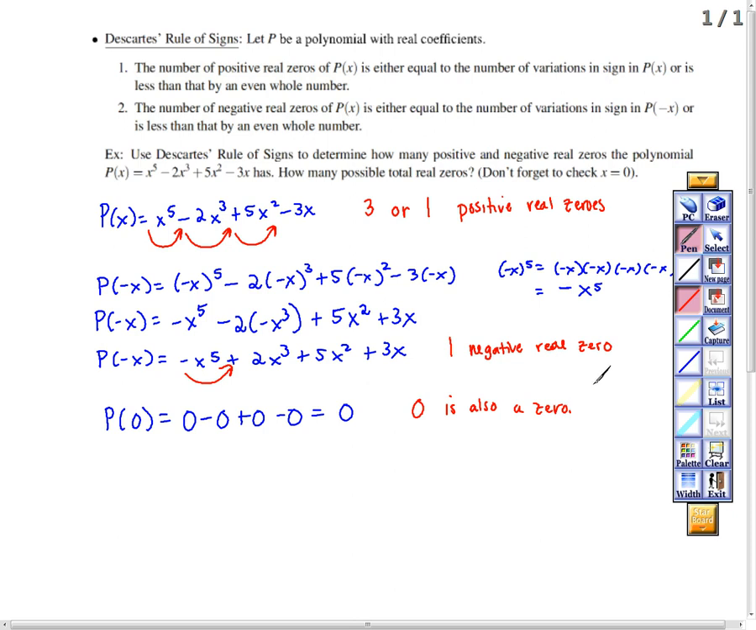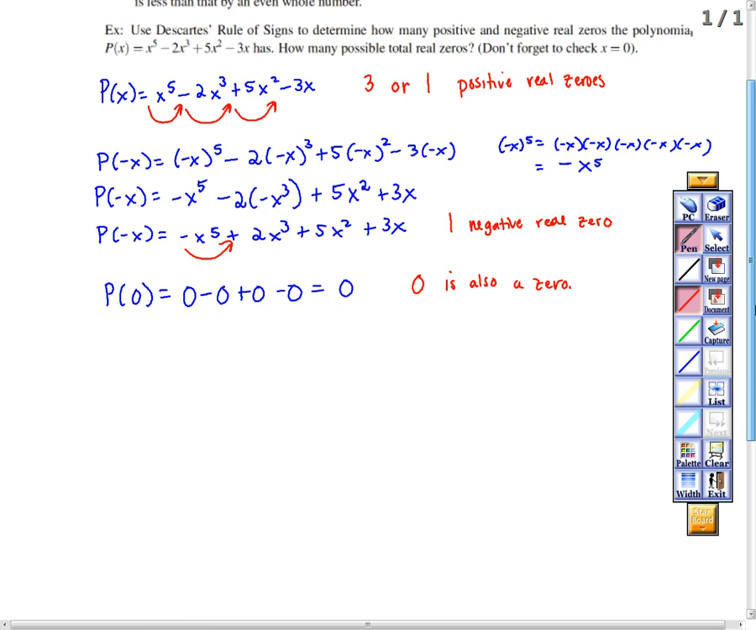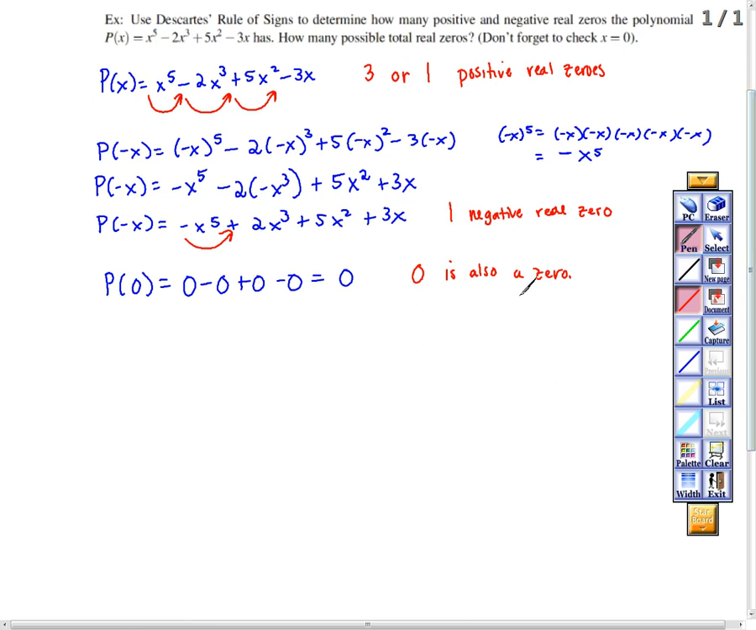Okay, I'm going to scroll down just a little bit. Here are my possible zeros: positive, negative, and 0. Remember that if you classify numbers according to their sign, there are 3 cases. The number is either positive, or it's negative, or it's 0. So positive zeros, I could have 3, or I could have 1.